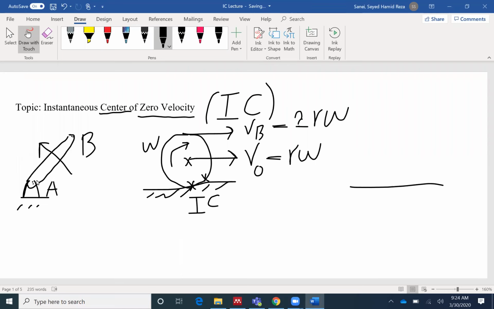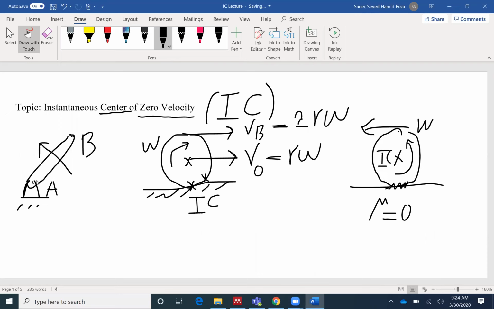If a disk is not rolling, if we don't have any friction here, let's say mu is zero, let's say we have lubricated the surface with oil, then the disk is rotating about its axis, about its center. In that case, the center would be our IC, and the disk is rotating about its center with a known omega. So at the top, the velocity would be to the left, and at the bottom, the velocity would be to the right.